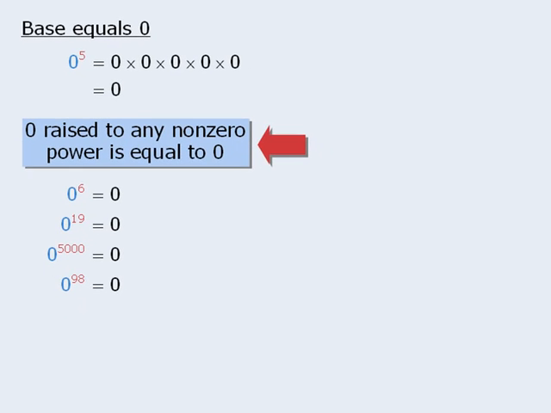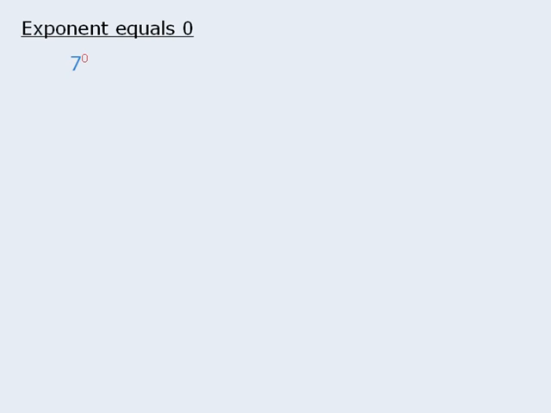So what happens if we raise 0 to the power of 0? Well, believe it or not, there is no agreement among mathematicians regarding the value of 0 to the power of 0. Given this, you can rest assured that you will never be tested on the value of 0 to the power of 0. The next property concerns expressions where the exponent is equal to 0.